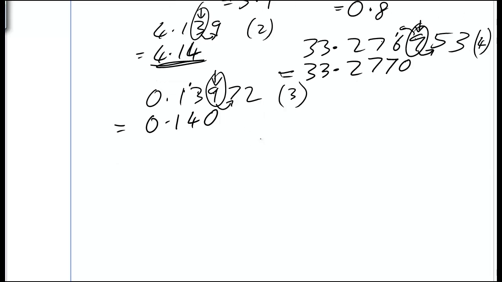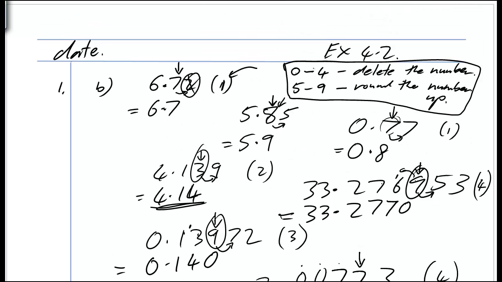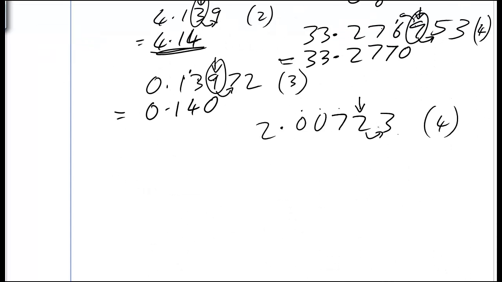Let's do another one. So you had 2.00723, and we wanted that to 4 decimal places. So you count back 4 numbers after the decimal point: 1, 2, 3. There you go. We want to round it to there. You look at the number just to the right, which is a 3. If the number is from 0 to 4, you simply delete it. So this number's a 3, you simply delete it, and the answer is 2.0072.